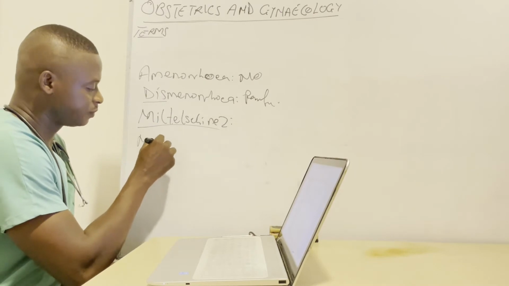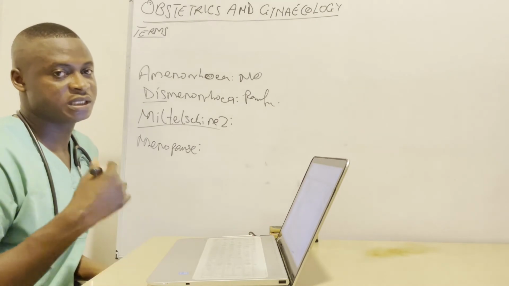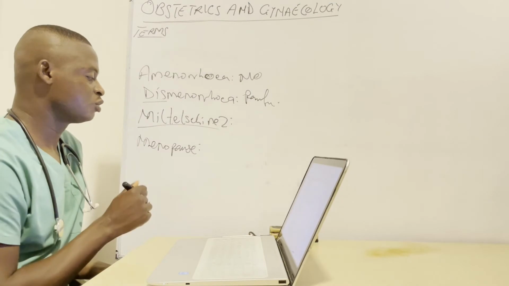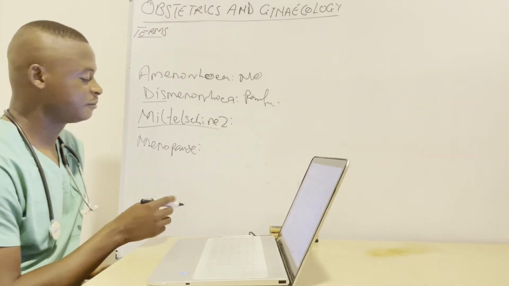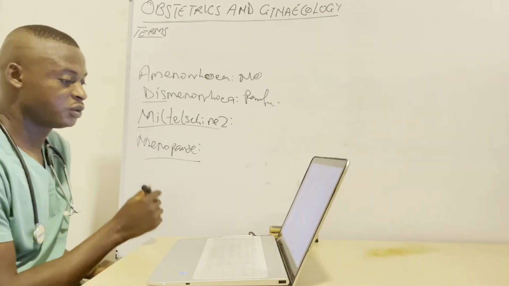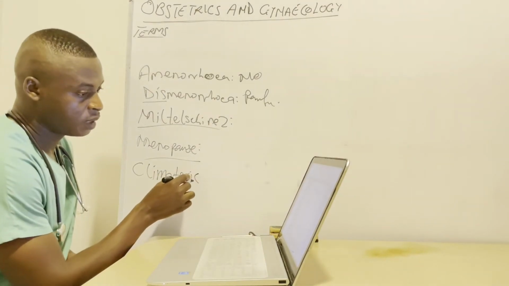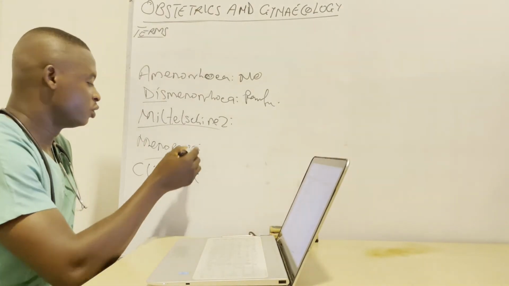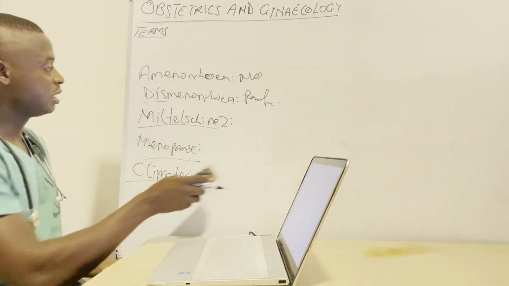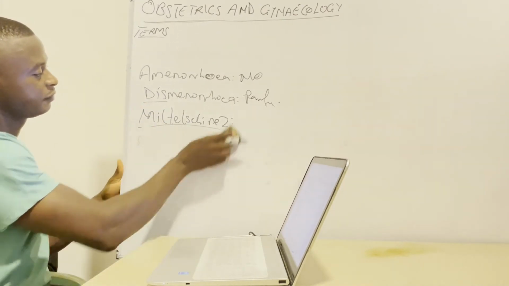Now let's look at menopause. Menopause has to do with the cessation of menstruation. At a certain level in your age, as menses commenced, that is the menarche, menses has to also come to an end or cease. That is what you call menopause. That's the last menstruation, or the cessation of menstruation. We also call it the climacteric. So menopause or climacteric means you are climaxing the whole thing. That is it about amenorrhea, dysmenorrhea, mittelschmerz, menopause, and also climacteric.